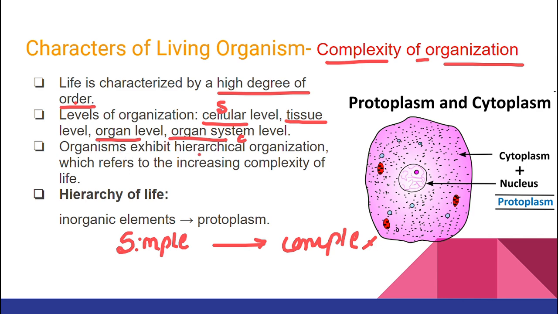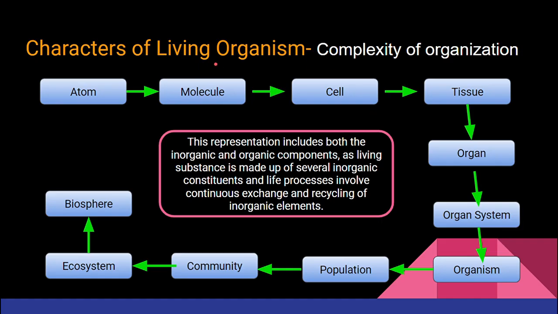Now, organisms exhibit hierarchical organization, which refers to the increasing complexity of life from inorganic substances. Let me first explain this. We start with a simple thing and proceed in a hierarchy. Can I say that after the cell I can directly jump to the organ? No, there has to be the formation of tissue, then only there will be the formation of the organ system, then the organism, right? So this is the hierarchy.